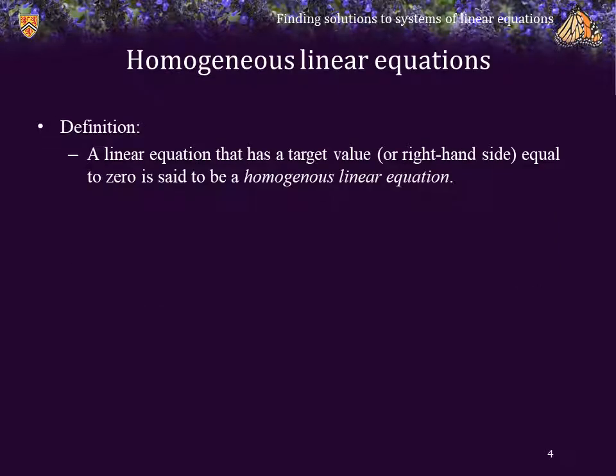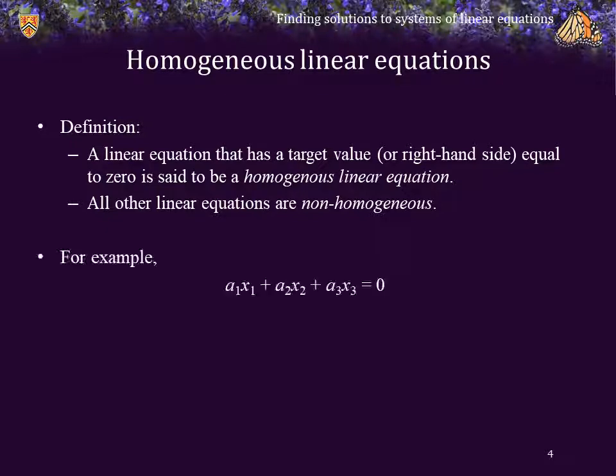Now, definition. A linear equation that has a target value or right-hand side equal to 0 is said to be a homogeneous linear equation. All other linear equations are said to be non-homogeneous. For example, here we see a homogeneous linear equation. The right-hand side is equal to 0. If the right-hand side is changed to anything else, say 1, it is no longer a homogeneous linear equation. It is a non-homogeneous linear equation.